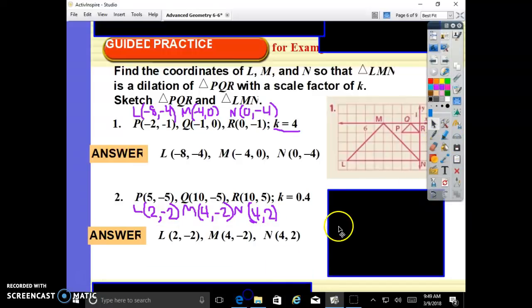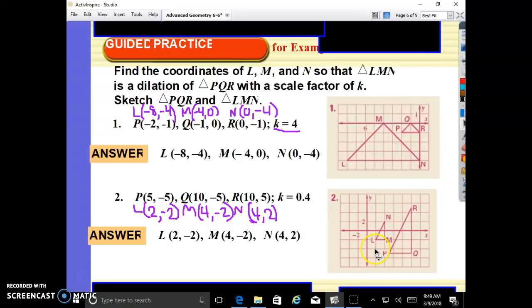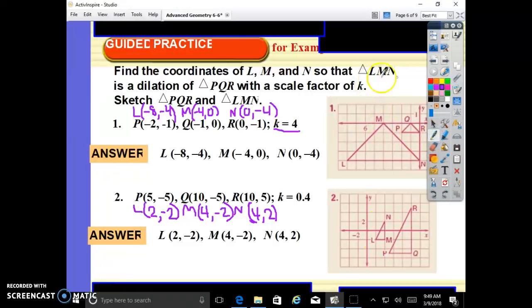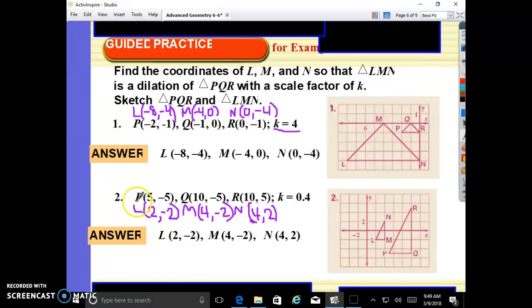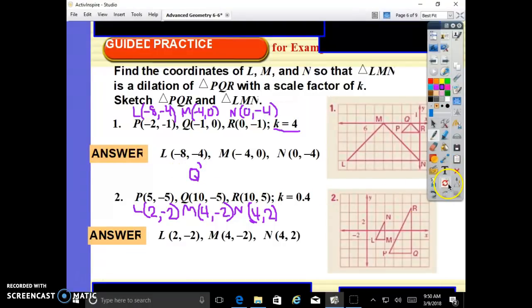Now that we have our image points, we can plot them. 0.4 is less than 1, right? Greater than 0, less than 1. This is a reduction. This is greater than 1. It's an enlargement. It got larger. This one is smaller, so our image is here. A lot of times, instead of using different letters, they'll use, for the image points, an apostrophe. So instead of L, they could use P prime for the image of P. Q prime. Primes look like this. It's just an apostrophe saying I'm the image.